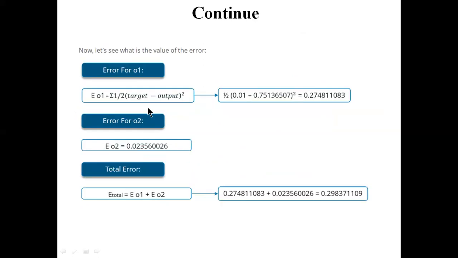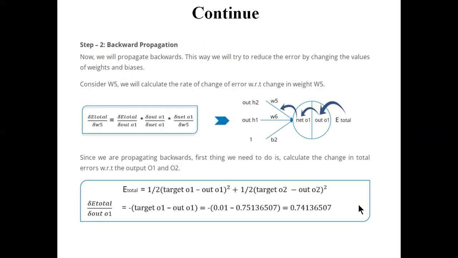So obviously there is error, so calculate the error. The error for the output node O1 is 0.01 minus 0.75, and the error for O2 is 0.02, and the total error is E1 plus E2, that is 0.29837. So this is the error, and we are checking whether the error is below the tolerance limit or not. If it is above the tolerance limit, we need to move in the backward direction so that we can adjust the weight and bias values, and our aim is to reduce the error step by step during the iterations.